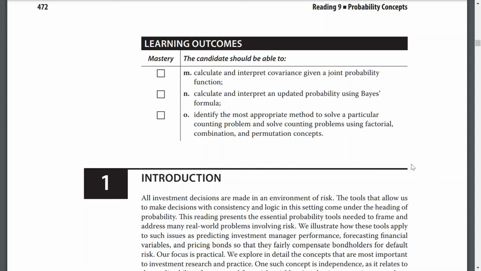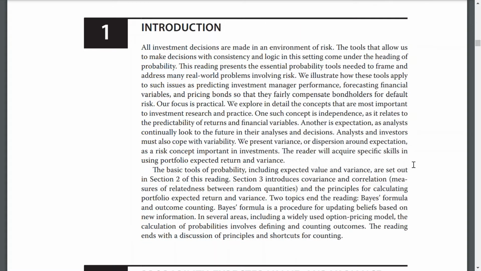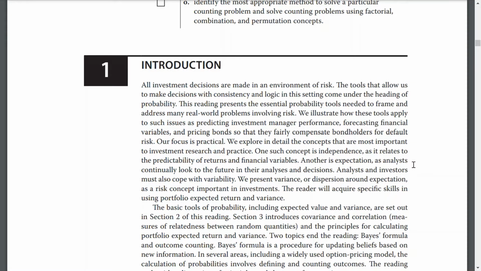Introduction. All investment decisions are made in an environment of risk. The tools that allow us to make decisions with consistency and logic in this setting come under the heading of probability. The reading presents the essential probability tools needed to frame and address many real-world problems involving risk. We illustrate how these tools apply to such issues as predicting investment managers' performance, forecasting financial variables, and pricing bonds so that they fairly compensate bondholders for default risk.